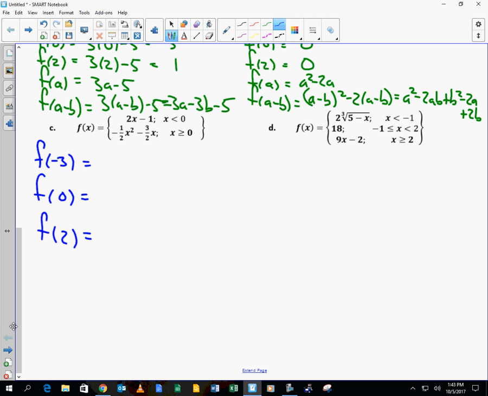You see there's this nice condition off to the side. Notice this semicolon. It says we're going to use 2x minus 1 if x is less than 0. And we're going to use -1/2 x squared minus 3/2 x if x is greater than or equal to 0. So which one does -3 satisfy? The condition for the top one or the bottom one? The top. So therefore we plug it into the top. When I do that, I get -7.